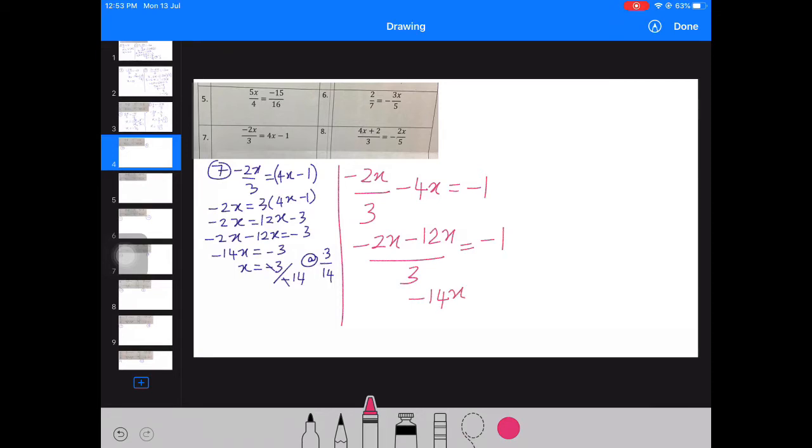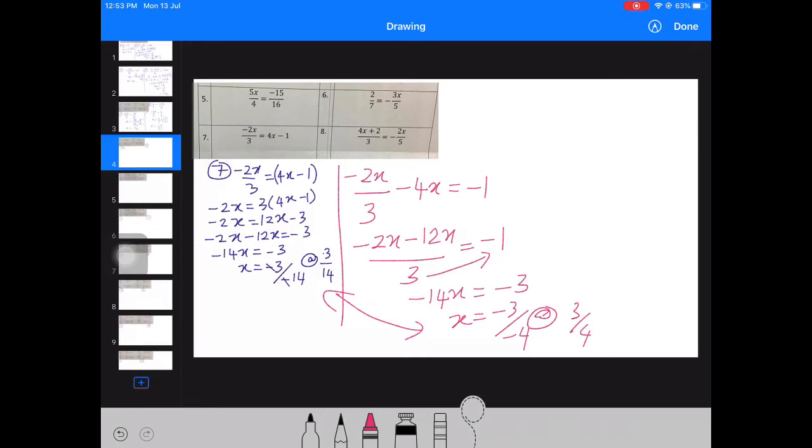And then the 3 here, you can bring it here. The denominator is divide, we can bring to the right, it becomes multiply. So 3 multiply negative 1 is negative 3. So x equals to negative 3 over negative 4, or 3 over 4. So you get the same answer. Okay, you just choose which one to solve first.